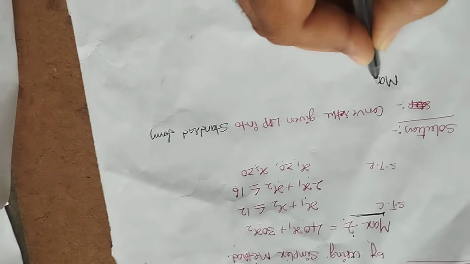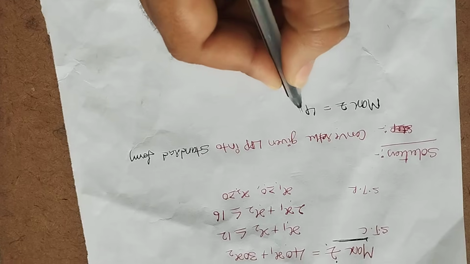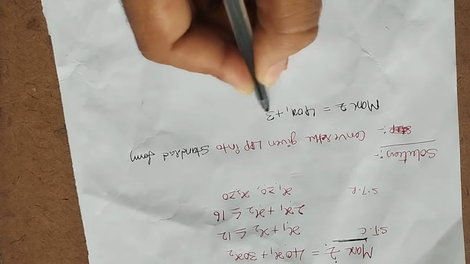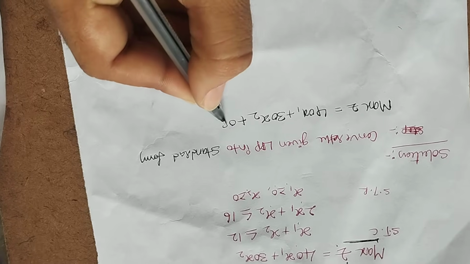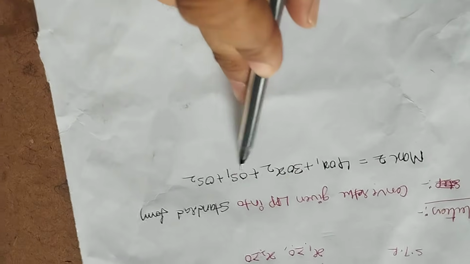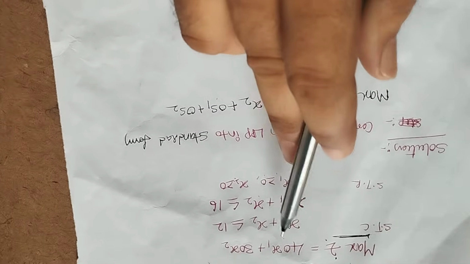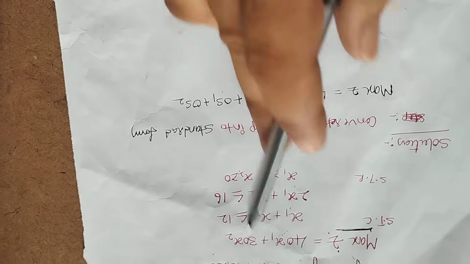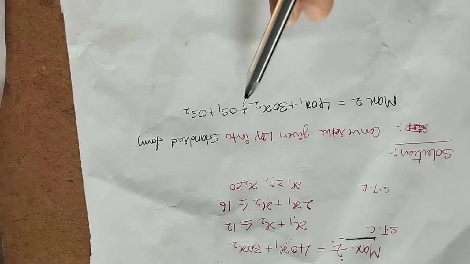The standard form of this equation is max z is equal to 40x1 plus 30x2. I am adding slack variables 0s1 plus 0s2. Here, when I am adding, 0s1 is 0, 0s2 is 0. The original equation is not changed. Just for removal of the inequality constraints, I am adding the slack variables.